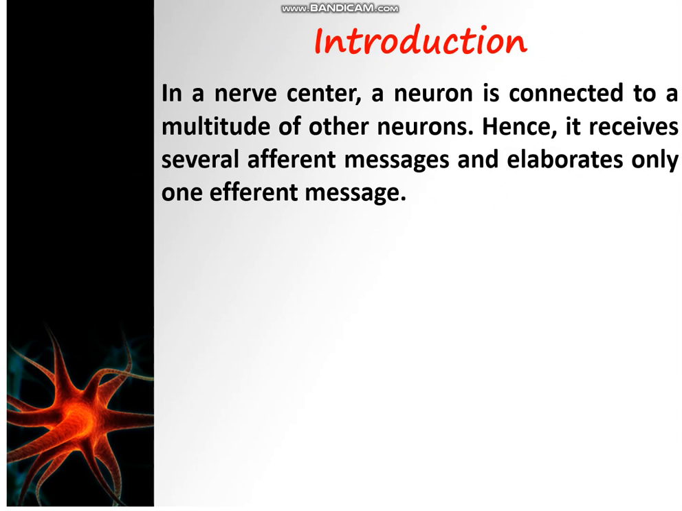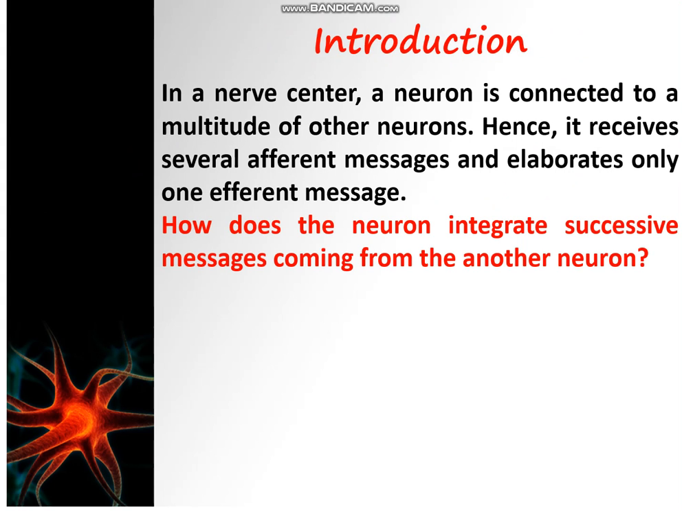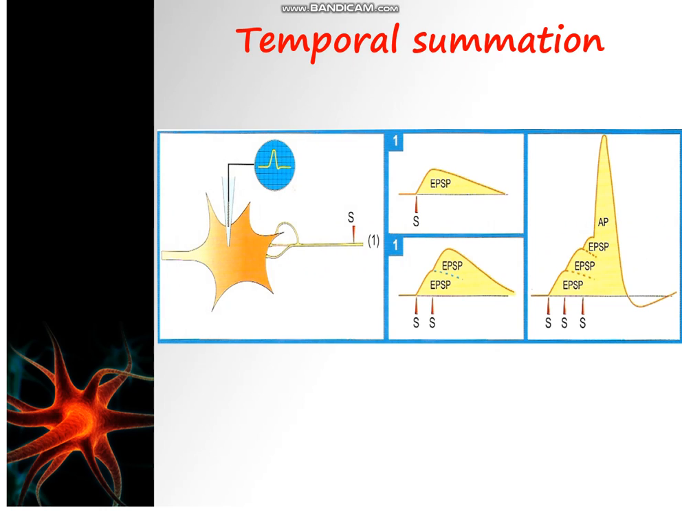In a nerve center, a neuron is connected to a multitude of other neurons. Hence, it receives several afferent messages and elaborates only one efferent message. So, how does the neuron integrate successive messages coming from another neuron? The first type of summation is called temporal summation, in which case the neuron integrates messages by temporal summation.